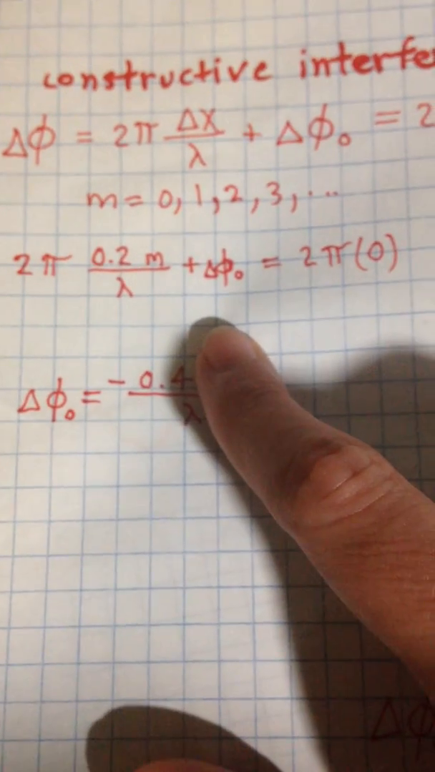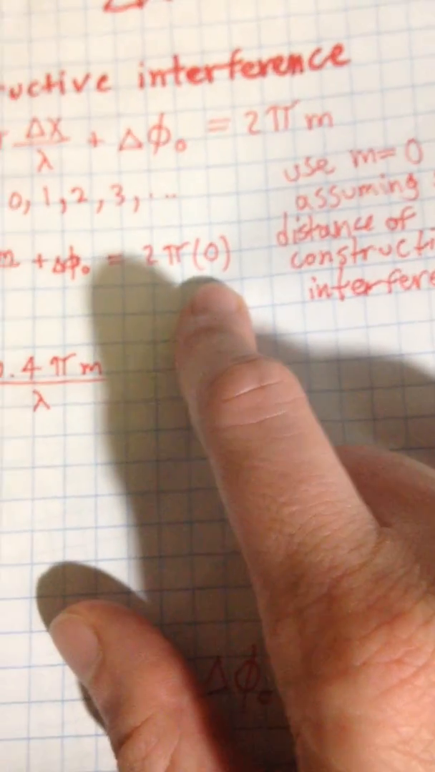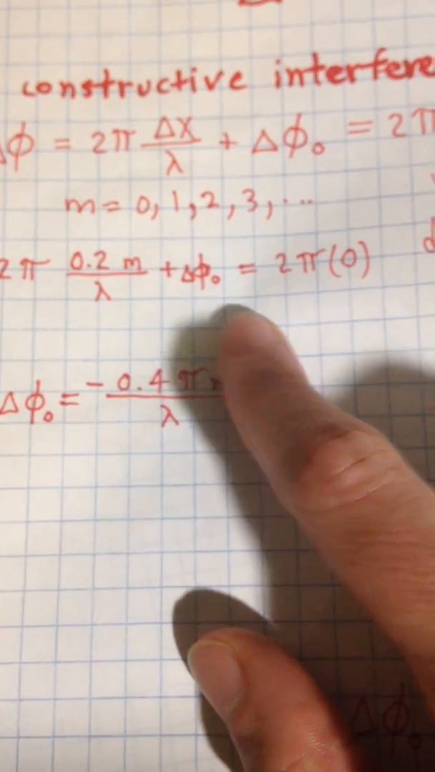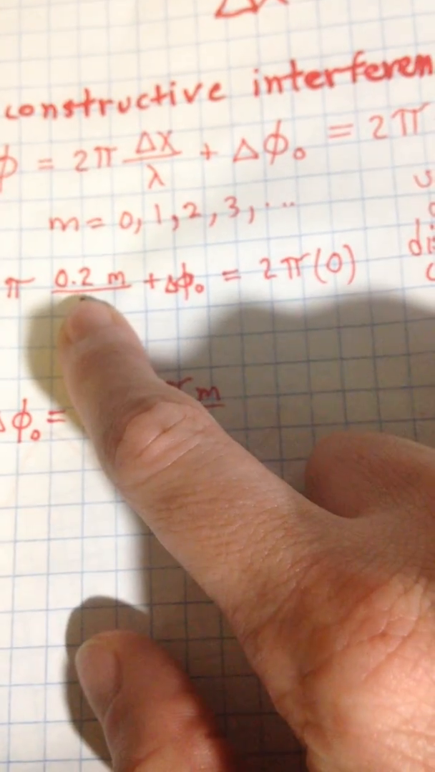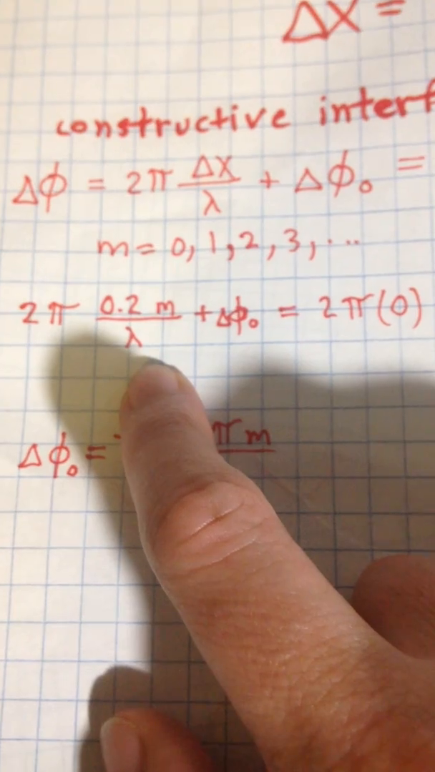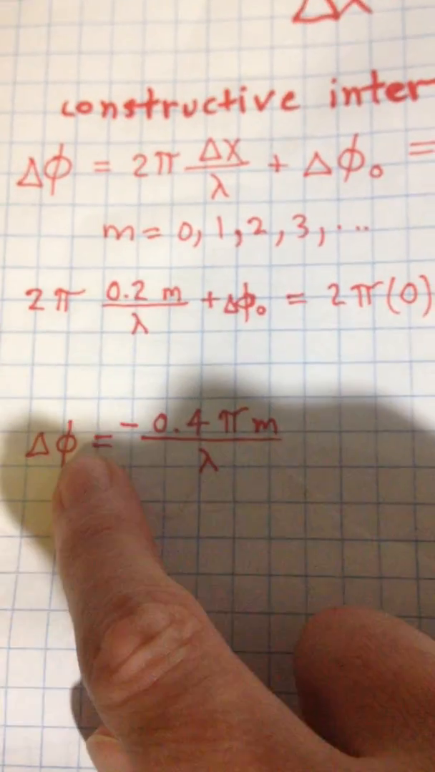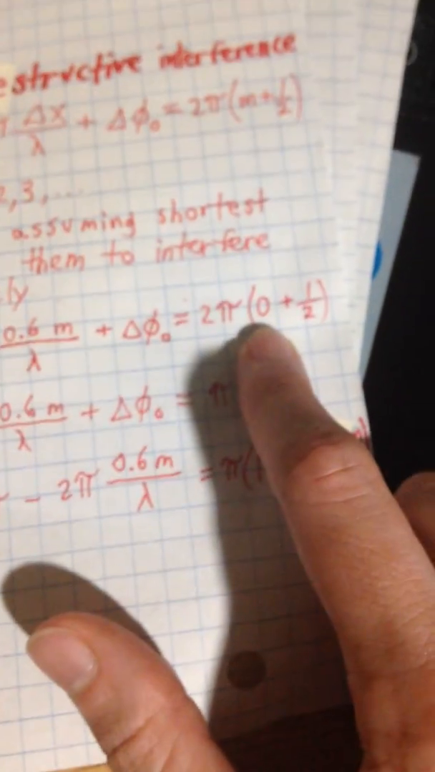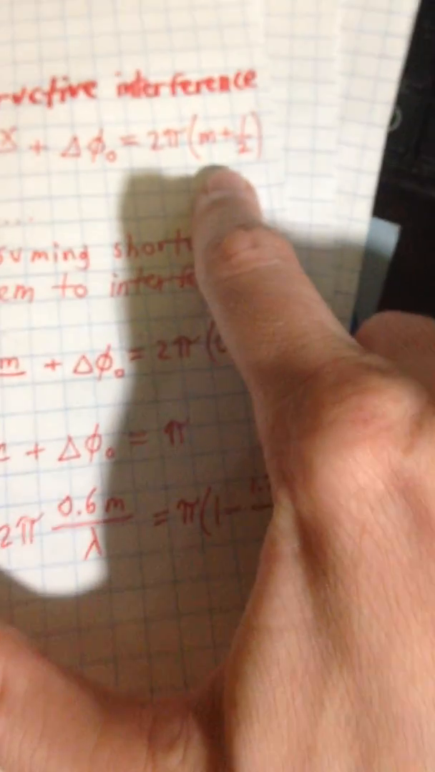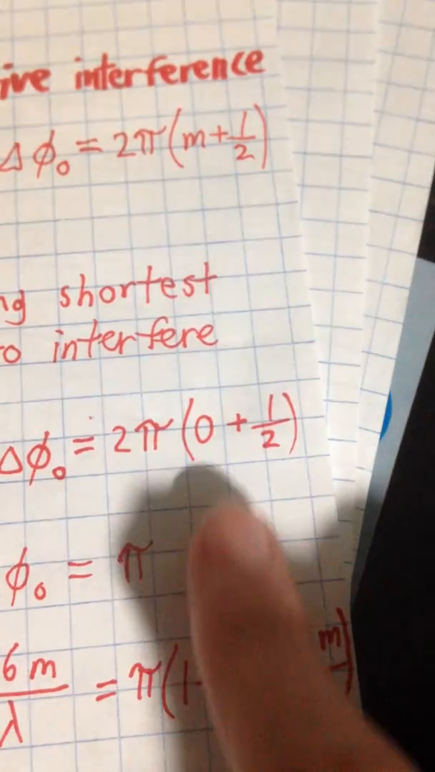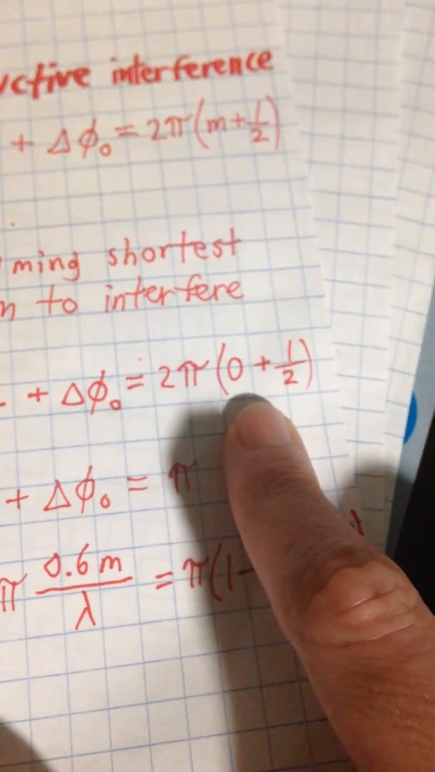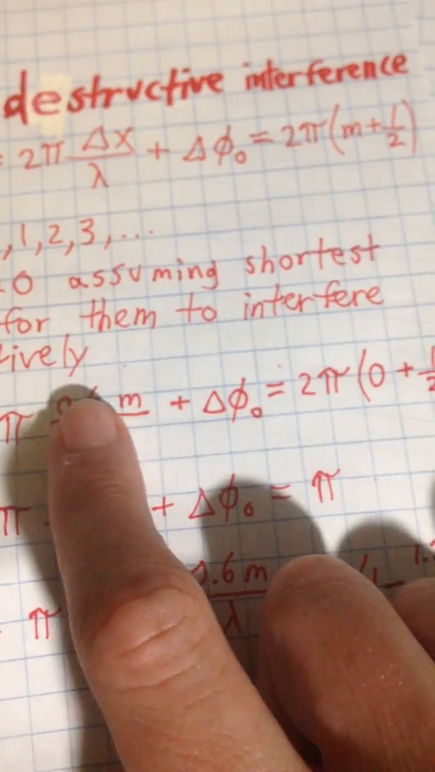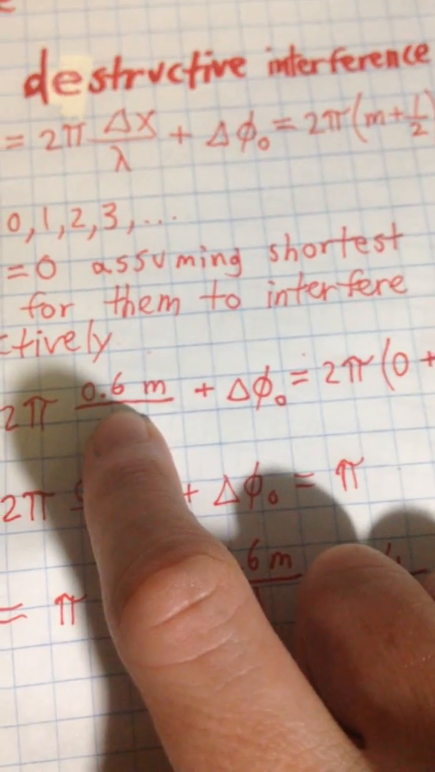The algebra here, once we plugged in our m equals 0 over here, this is 20 centimeters, we plugged in for delta x. Okay, and then simply solve for phi naught. Our other setup, destructive interference. We have our m equals 0 plugged in right there, m equals 0, and then 0.6 meters for delta x.